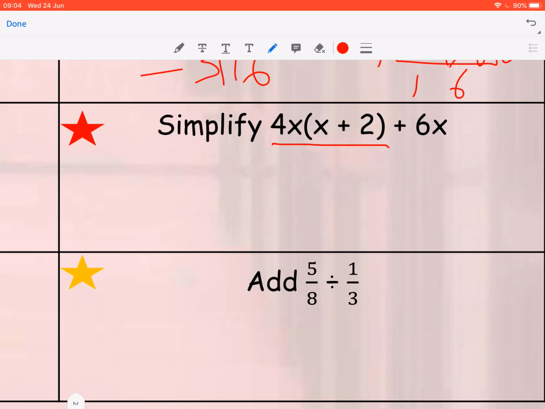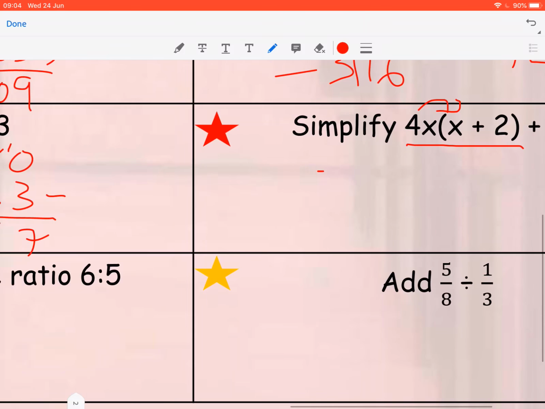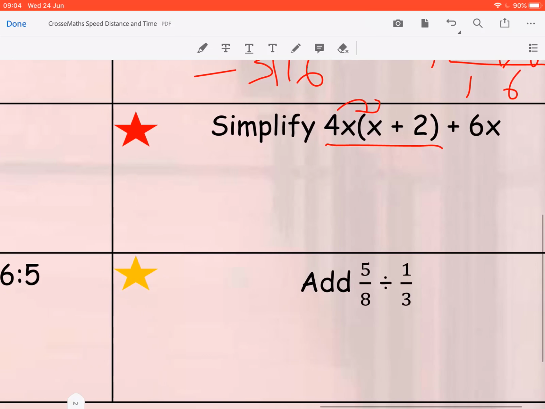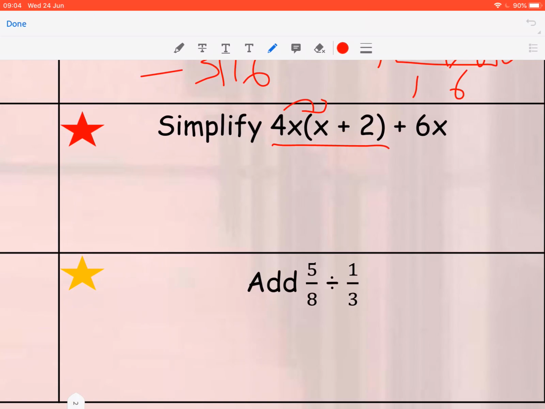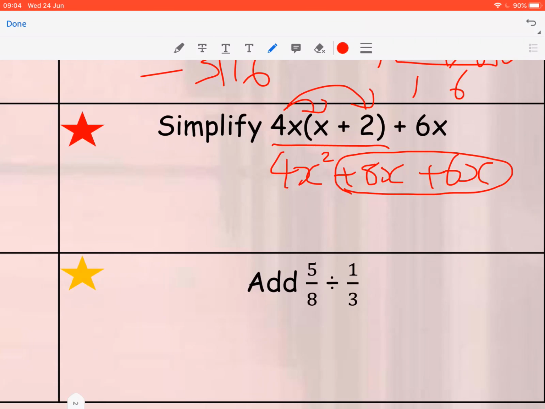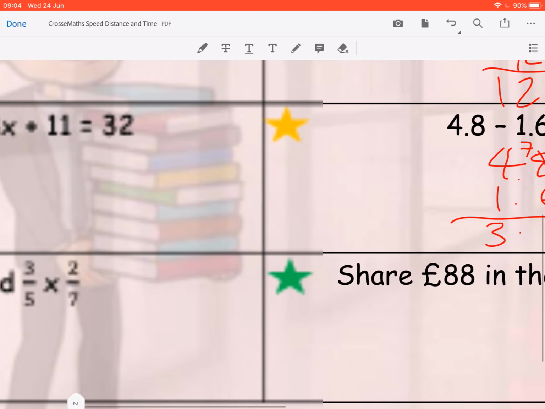Next, expand the bracket first. You want to get rid of this. 4 times x is 4x squared. 4x times 2 is 8x. 6x just goes on the end. Now you'll notice that these two are the same thing. So 4x squared moves down to the next line. 8x plus 6x is 14x. So 4x squared plus 14x.